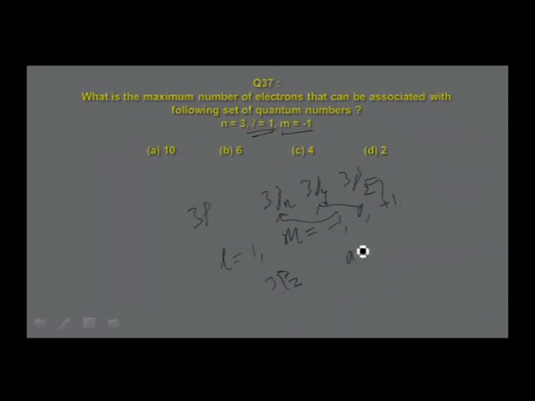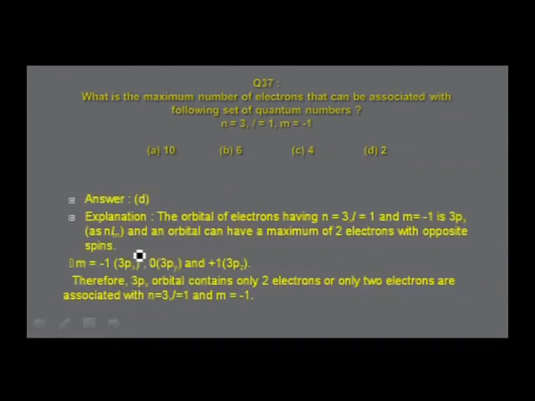Any orbital can accommodate a maximum of 2 electrons. Therefore, this orbital possible is only one, that is 3pz orbital, and can accommodate only 2 electrons, and let us verify the answers given. The answer is that only 3pz orbital is possible, and only 2 electrons are associated with these quantum numbers: n is equal to 3, l is equal to 1, and m is equal to minus 1.